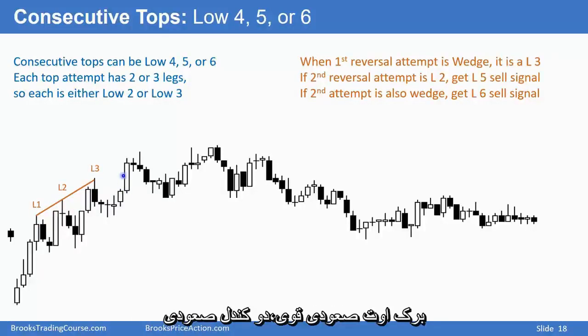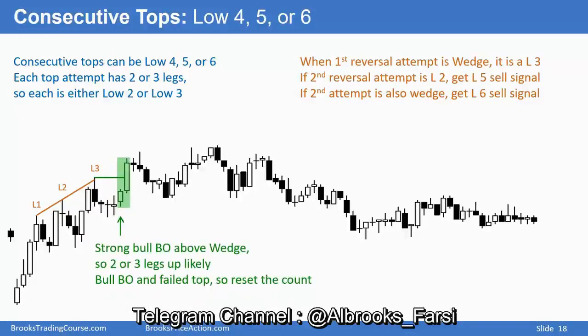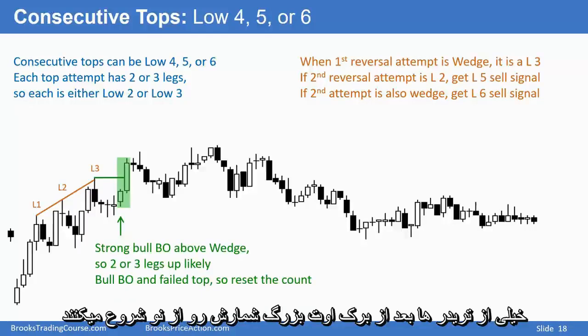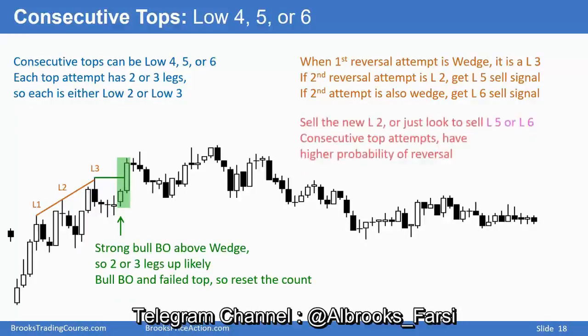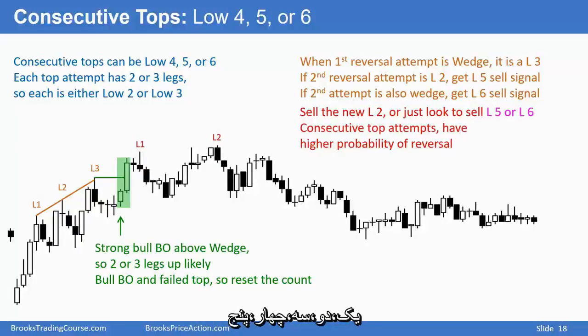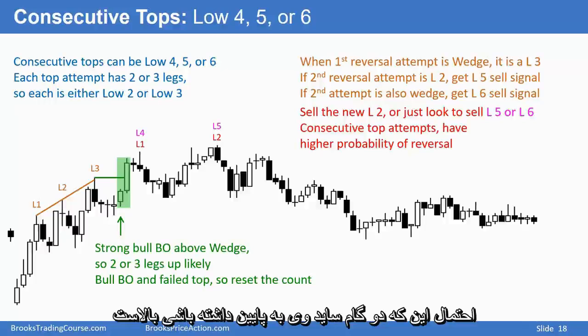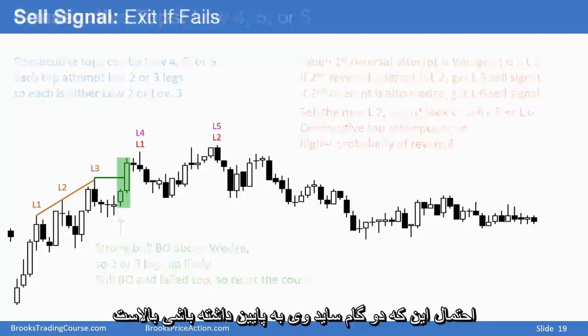Strong bull breakout, a couple bars up above the wedge top, probably at least 2 legs up, so 1 pullback, 2, maybe 3. And a lot of traders will just start the count over again anytime there's a big breakout. One, 2, 3, 4, 5. Doesn't matter if you call it a low 5 or consecutive tops. The key point is you have a complex top, 2 or more legs, and then another complex top, 2 or more legs. The probability is high that you're going to get at least a couple legs sideways to down.